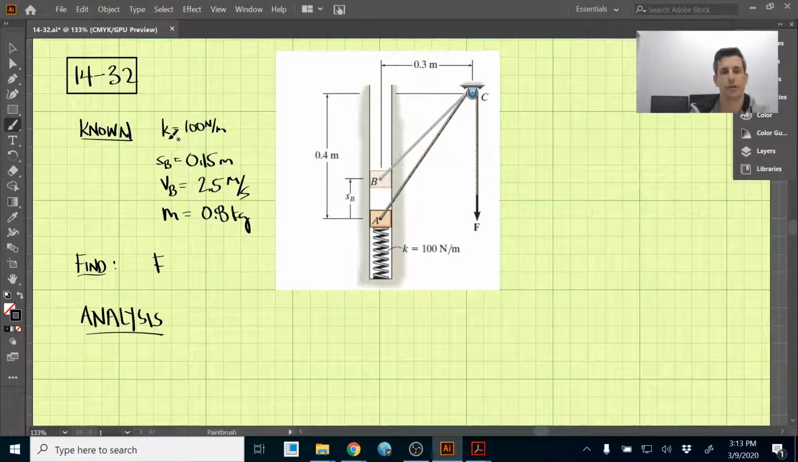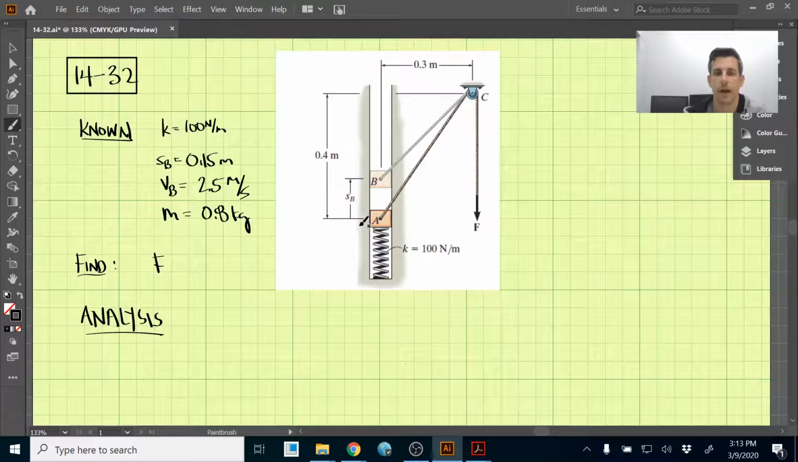So this is 14.32, and we're given the setup with this block that travels in this groove here. We're given that the spring is unstretched initially at A, and the spring is permanently attached to the block. We're given the spring constant of 100 newtons per meter. The block has a mass of 0.8 kilograms, and what we're looking to find is F here.